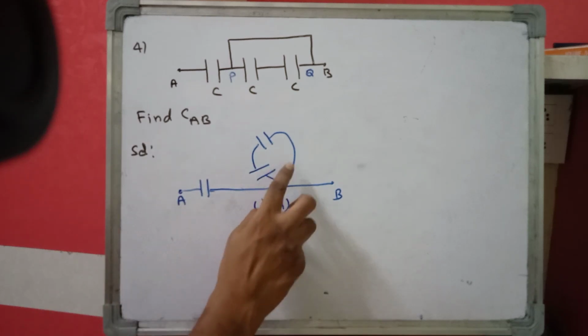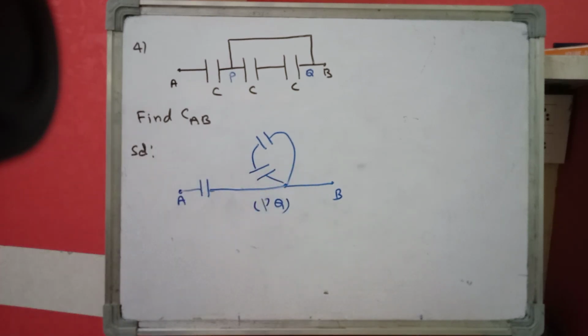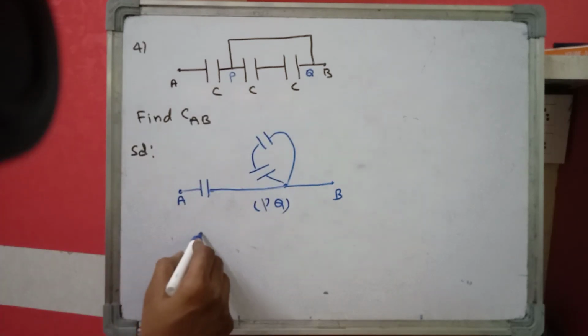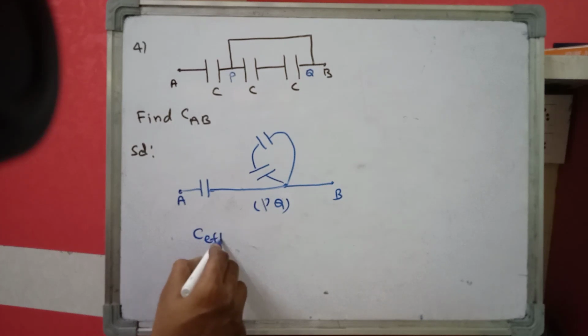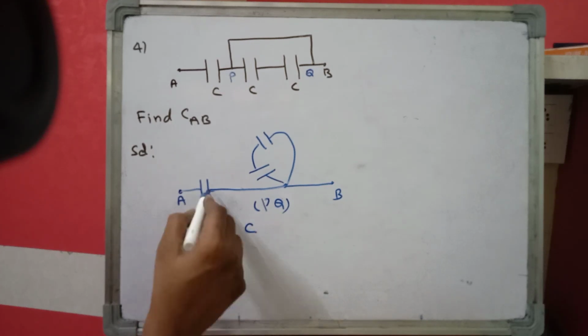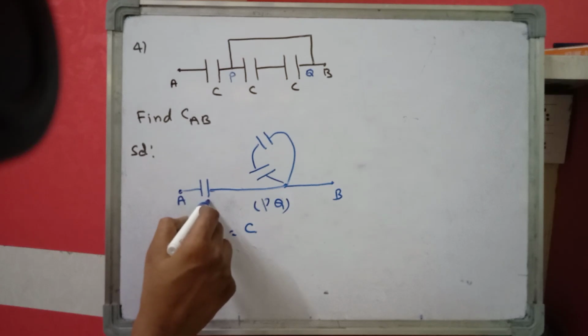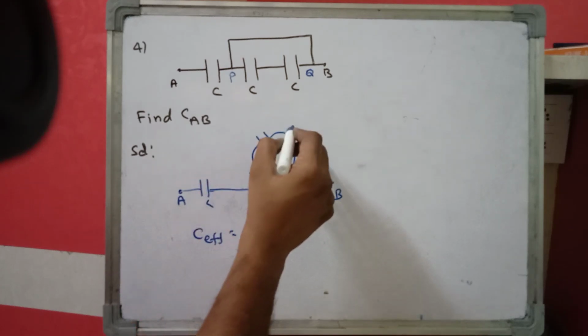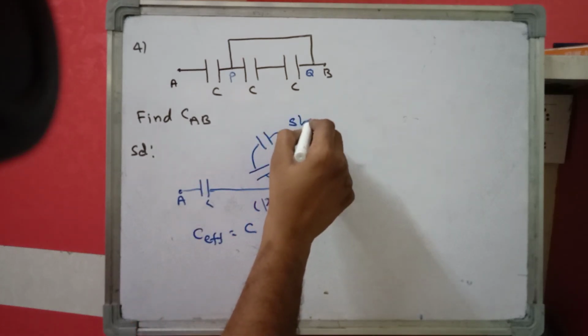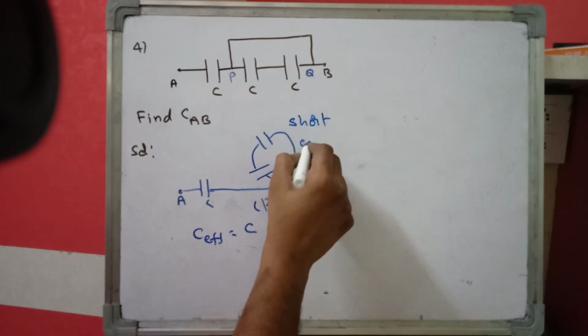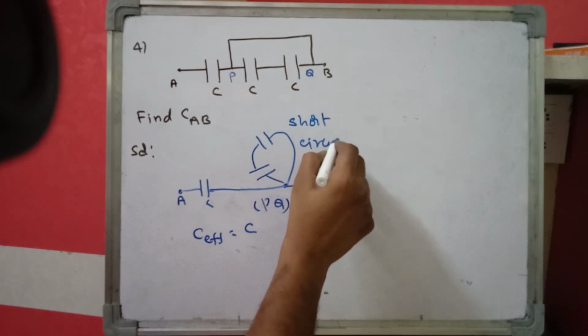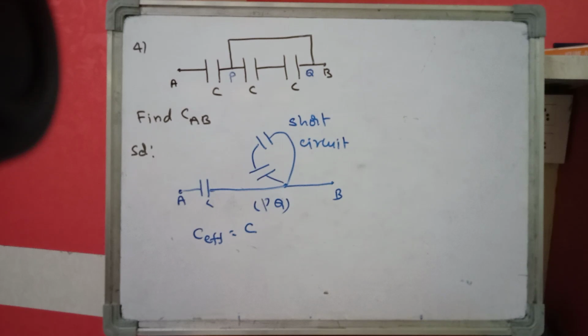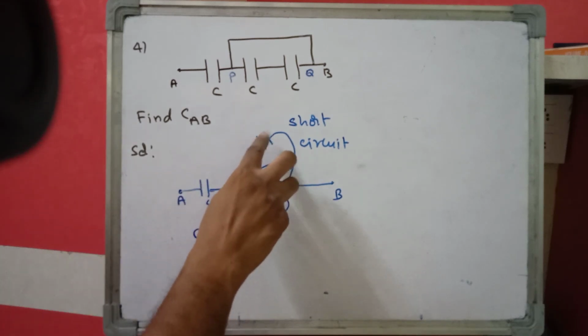Why? Because these two capacitors are connected to the same point. That's why these two capacitors are useless; no charge will flow through them. That's why the effective capacitance is only this C. These two capacitors are, you can say, short-circuited capacitors. So no charge will flow through them.